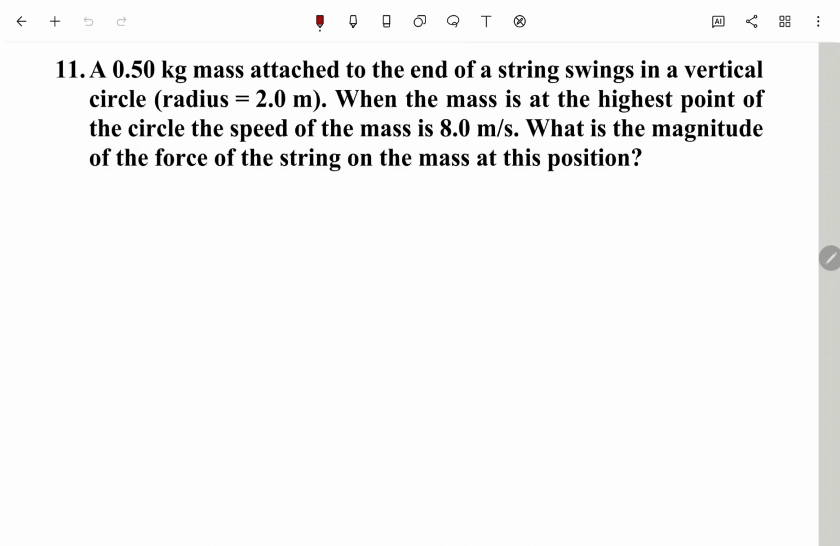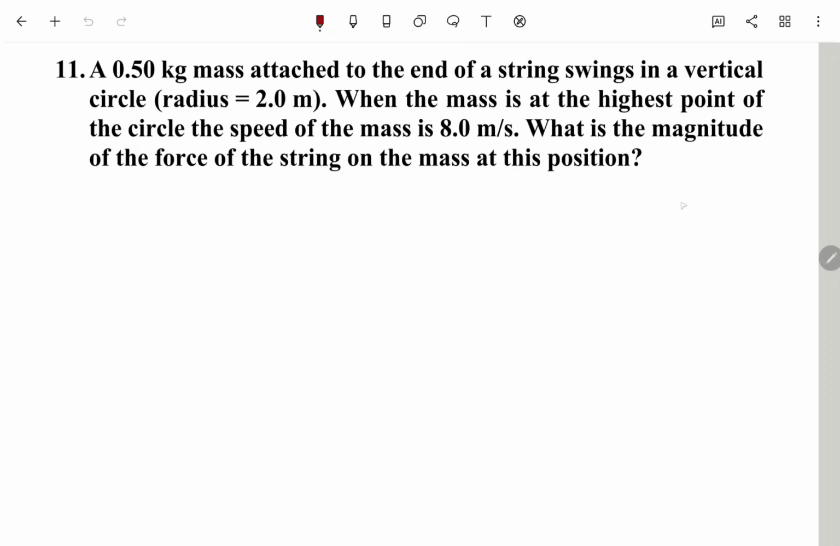A 0.5 kilogram mass attached to the end of a string swings in a vertical circle of radius 2 meters. When the mass is at the highest point of the circle, the speed of the mass is 8 meters per second. What is the magnitude of the force of the string on the mass at this position?